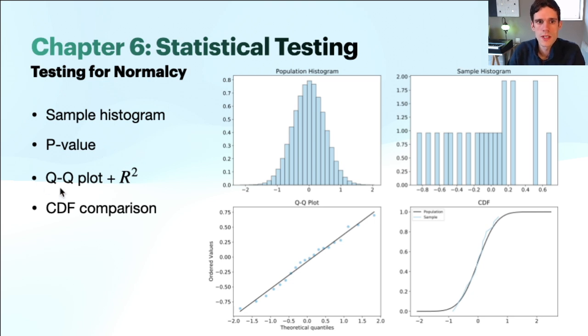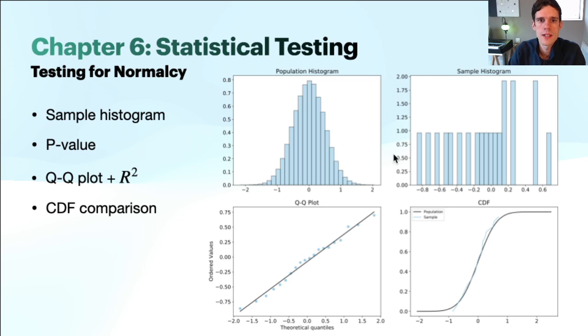The third tool is the QQ plot, or the percentile plot, together with the R² value to give it a numerical metric. The higher R², the more likely it is that our sample comes from a normal distribution. And this corresponds to these sample dots being close to this black line. And then the last tool is to compare the cumulative distribution function of your sample dataset with the one generated for a perfectly normally distributed dataset. And the more they overlap, the more likely it is that your sample comes from a normal distribution.